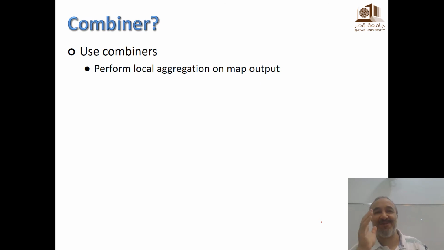So let me try to say it again. If we do in-mapper combining, let's assume that we did in-mapper combining in every job. Is it guaranteed that it will really make a big difference? If there is something to combine, that's the key point. If there is something to combine, then combiners will be beneficial, right?